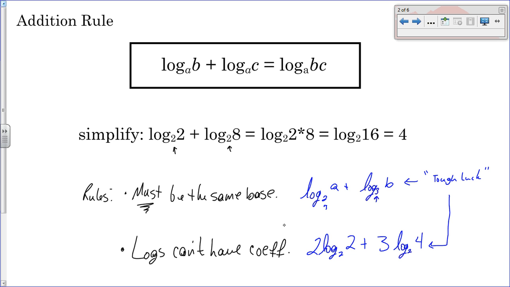They can't have coefficients. So a little review. Log base A of B plus the log base A of C equals the log base A of B times C. So the log base 2 of 2 plus the log base 2 of 8 equals the log base 2 of 2 times 8, which is log base 2 of 16, which gives you 4. Remember, they must have the same base and they can't have coefficients. These would be your coefficients if you're not sure. They can't have coefficients.